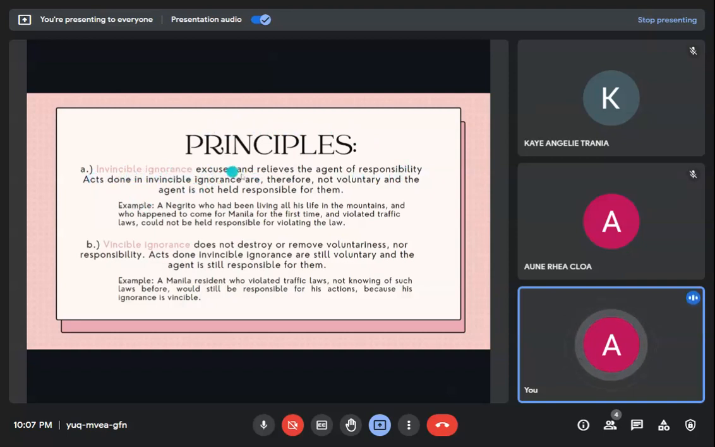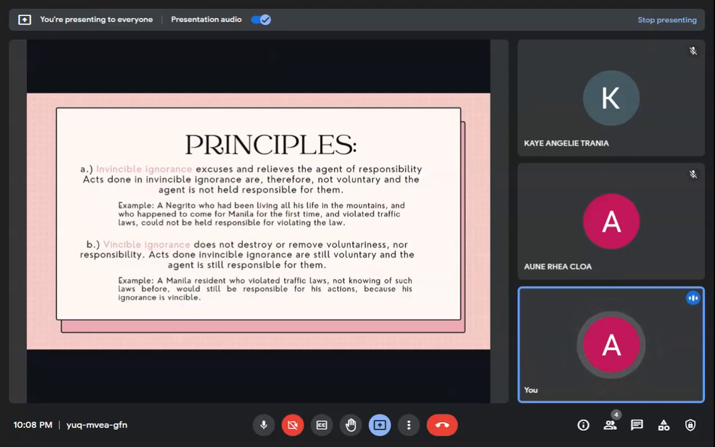For the invincible ignorance, it excuses and relieves the agent of responsibility. Acts done in invincible ignorance are therefore not voluntary, and the agent is not held responsible for them. The example is a Negrito who had been living all his life in the mountains and who happened to come to Manila for the first time and violated traffic laws. He could not be held responsible for violating the law.